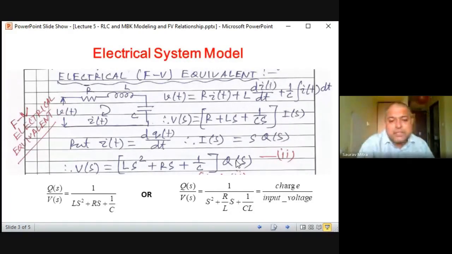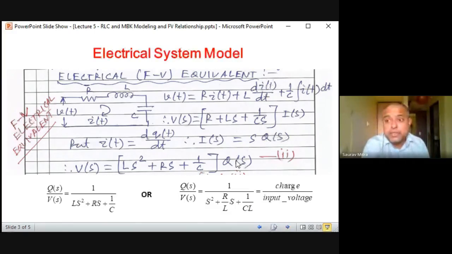So can anybody tell me what is the equivalence of output parameter of mechanical circuit and electrical circuit? And second question is, what is the equivalent of input in case of mechanical circuit and electrical circuit? Such questions are asked in the IA. So this is called the mechanical to electrical system analogy.